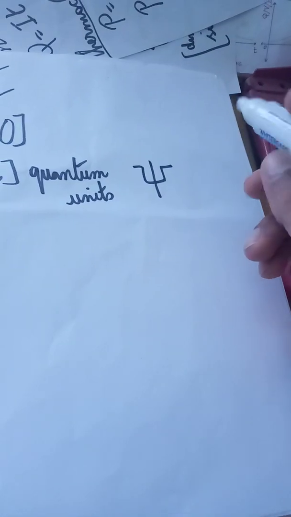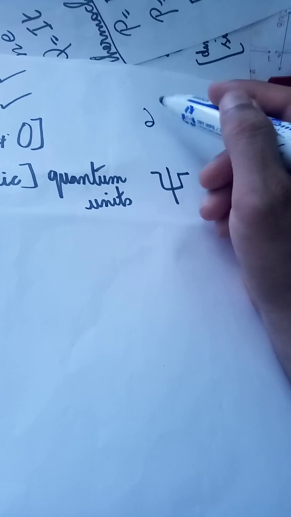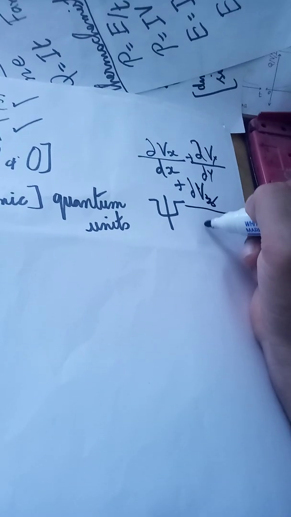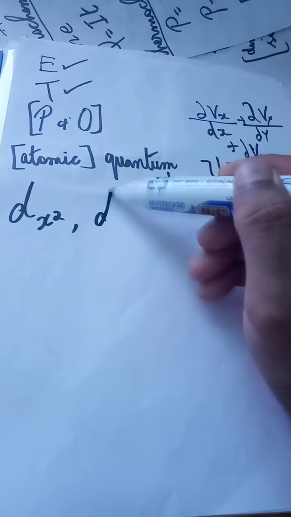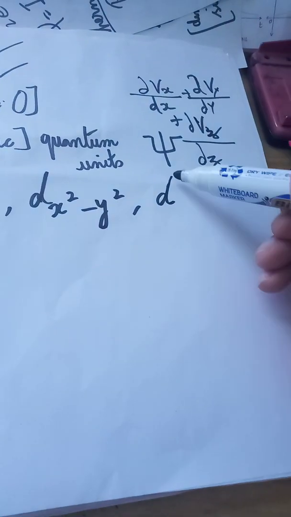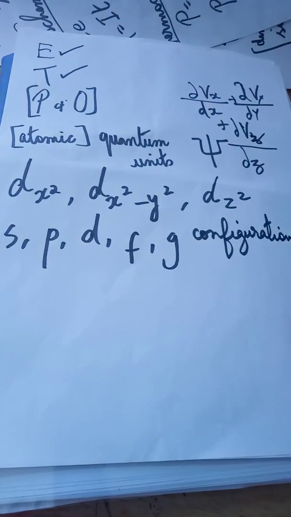One of the other branches of chemistry would be atomic orbitals, which use quantum units. They use quantum units like psi and the probability distribution of an electron, Schrodinger's equation, which is d over dx plus d over dy plus d over dz. And then we use atomic orbital equations for the d orbital, which is dx squared minus y squared, dz squared. So that's the SPDFG orbital configuration of orbitals.